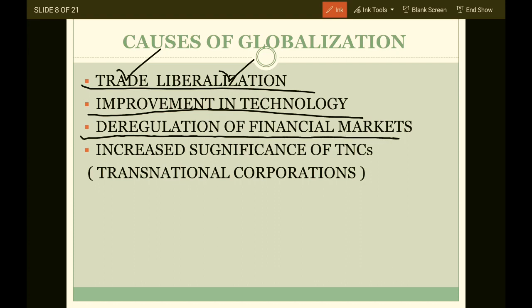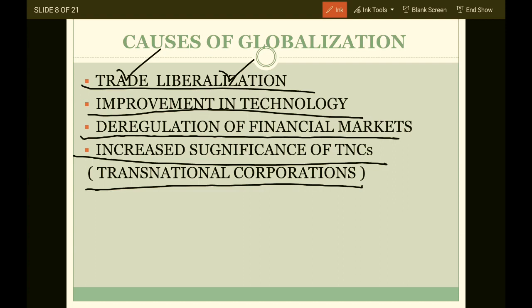Deregulation of financial markets and the increased significance of TNCs, transnational corporations. Basically, it is the corporation concerned with dealing with different countries, with the transactions related to buying and selling. For example, if I'm purchasing a product from the USA, I need to pay in dollars. So this is the corporation concerned with buying and selling of currencies for some product.